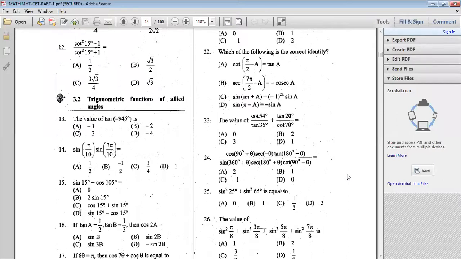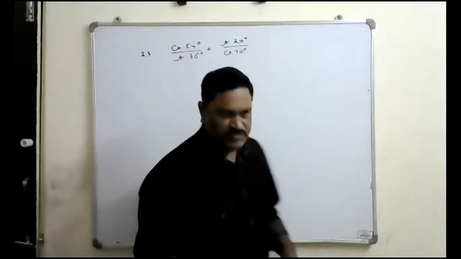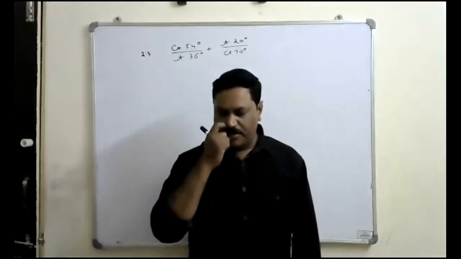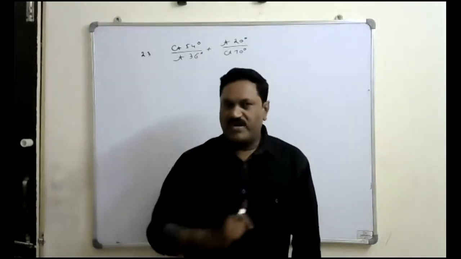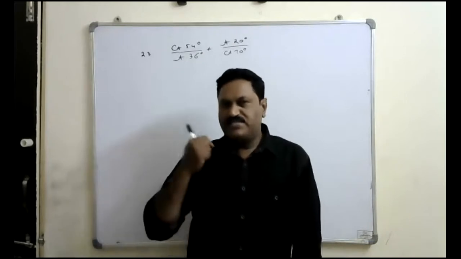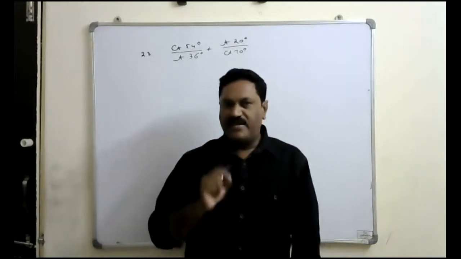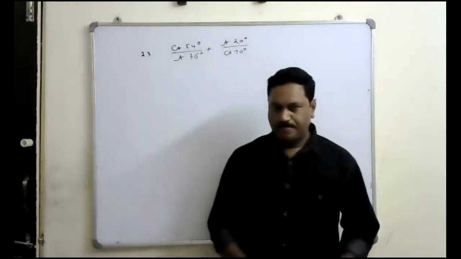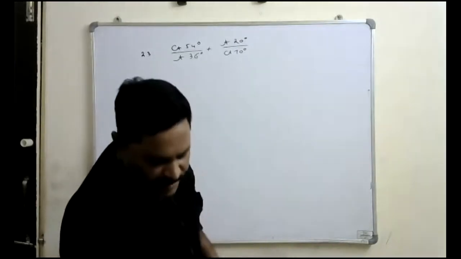Cot 54 degree upon tan 36 degree plus tan 20 degree upon cot 70 degree is equal to how much? So to find this value, in the first topic of trigonometry, I have given one result to you: if a plus b is equal to 90 degree, what is tan a into tan b? If a plus b is 90 degree, what is tan a into tan b?